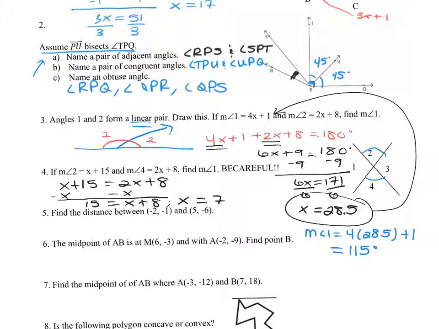Now, this is where it becomes tricky. So, x is 7, so you can plug in 7 to either angle 2 or angle 4, but that's not what they want. They want angle 1, right? So does everybody understand what I did for 4 before I move on to the next part of that question? Why I set them equal to each other? Yes? Okay, so what do you think I need to do to find angle 1? It's going to take multiple steps.